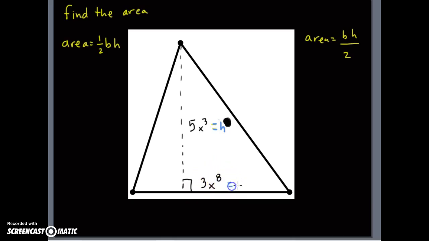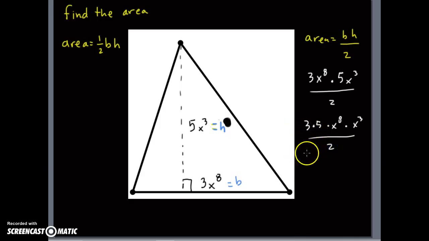We can't even write. Now that we've identified the two, we can go ahead and input that information into the formula. So here we have our base is 3x to the 8th power times our height, which is 5x to the 3rd power, and we're going to divide that by 2. Now we can go ahead and simplify by multiplying. So we're going to multiply right now our coefficients. Rearrange this so our coefficients are next to each other, and then our like bases like this over 2.